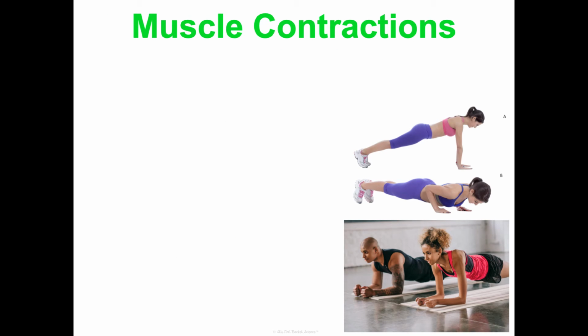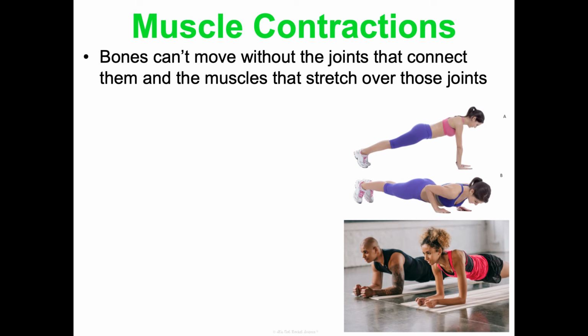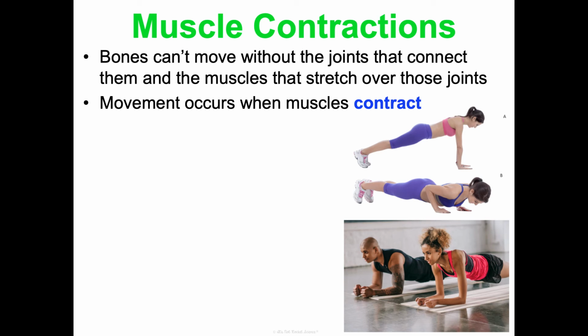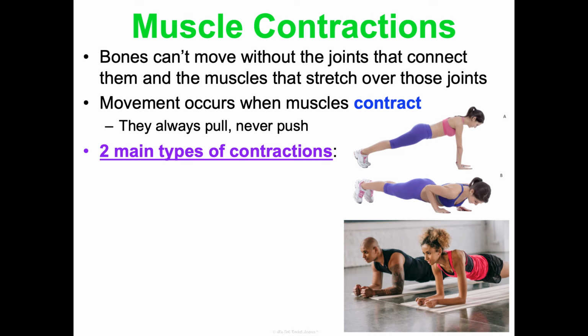So this is the briefest big picture overview of muscle contraction. We are going to spend much more time on this in concept 3, but I can't talk about movement without talking about a muscle contraction. So your bones can't move without the joints that are connecting them, but they also can't move without the muscles that are stretching over those joints. And movement occurs when muscles contract. Muscles always pull, they never push. And that's going to be something we'll repeat over and over.